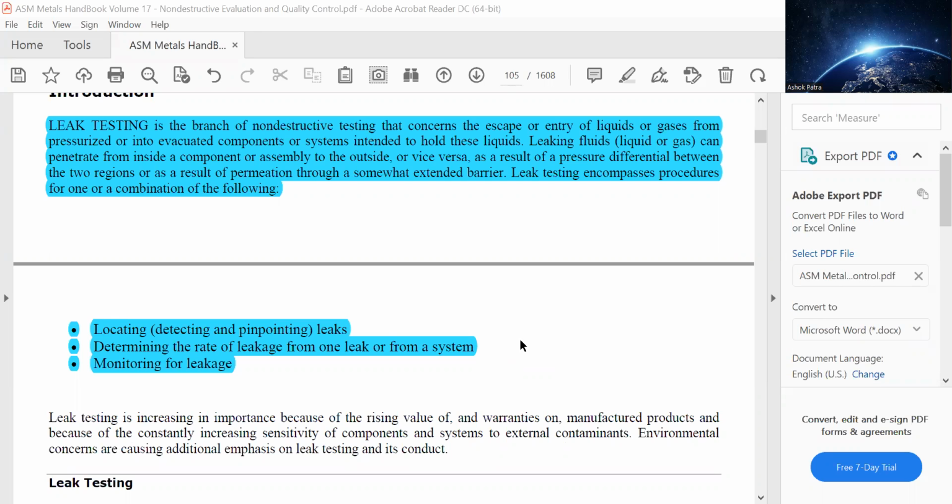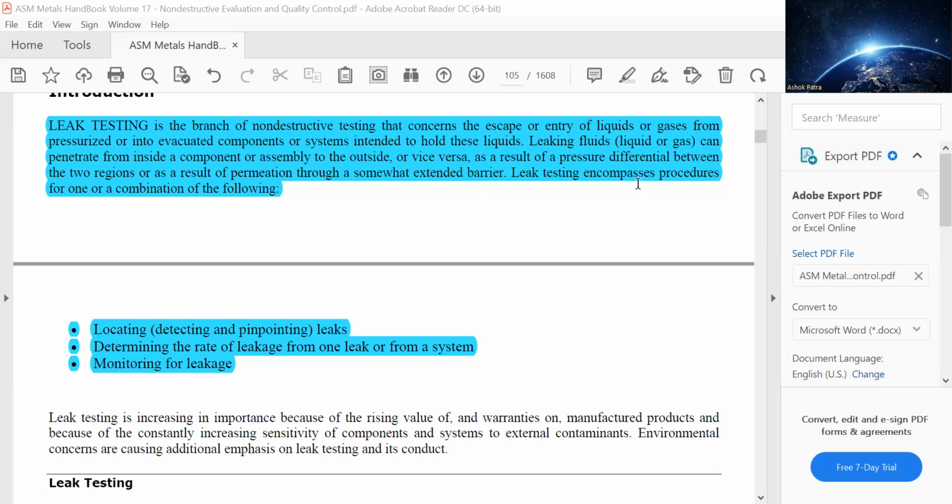Leak testing is the branch of non-destructive testing that concerns the escape or entry of liquids or gases from pressurized or into evacuated components or systems intended to hold these liquids. Leaking fluids, liquid or gas, can penetrate from inside a component or assembly to the outside or vice versa as a result of pressure differential between two regions or as a result of permeation through a somewhat extended barrier.